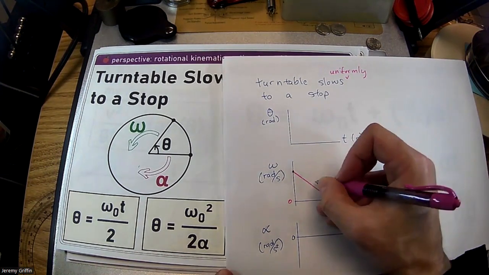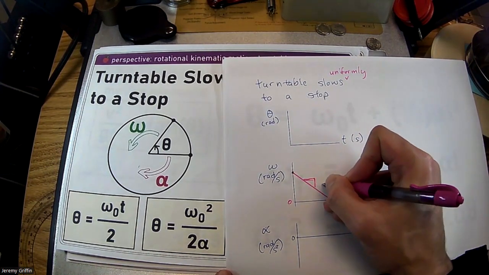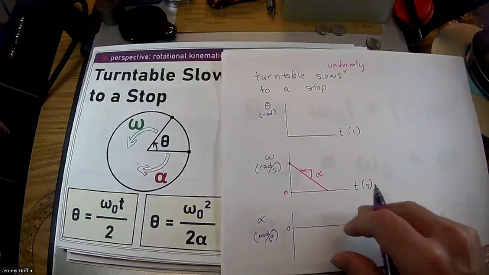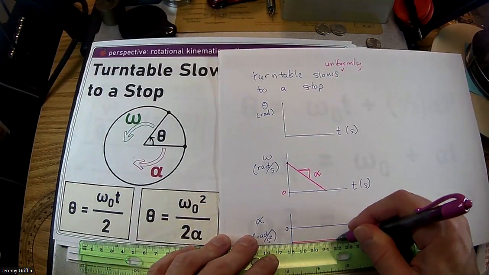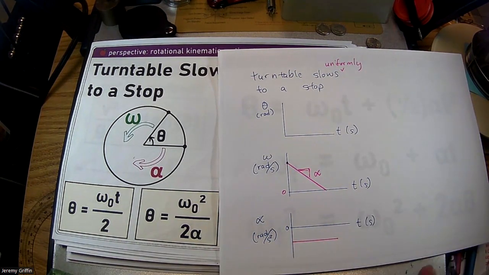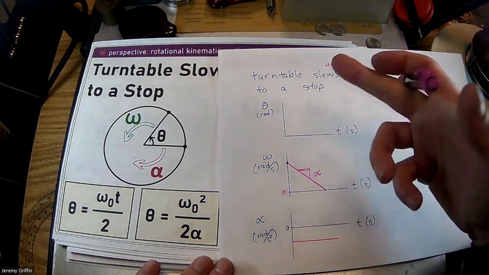Then, guys, what does the slope of this represent? Angular acceleration, right? Which is negative and constant. So that means angular acceleration is negative and constant, right? And then how about theta versus t?